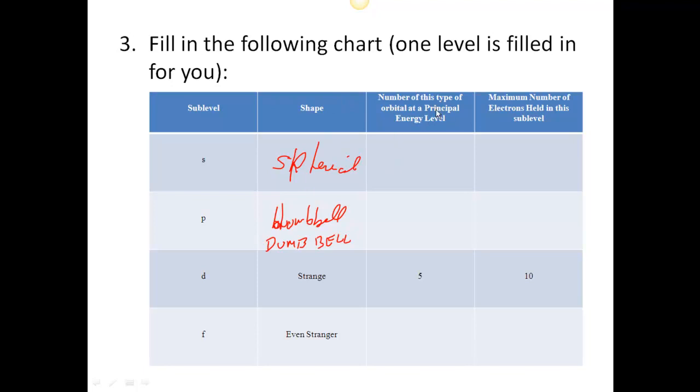Now, the number of this type of orbital at a principal energy level: there's one of them. There's one orbital, and remember that each orbital can hold 2 electrons. At the p level, we have a total of 3 orbitals. Each one can hold a total of 2 electrons. That's a total of 6 electrons. The d is 5 orbitals for 10, and the f is 7 orbitals, 1, 3, 5, 7, and that means we can hold a total of 14 electrons at 2 per orbital.